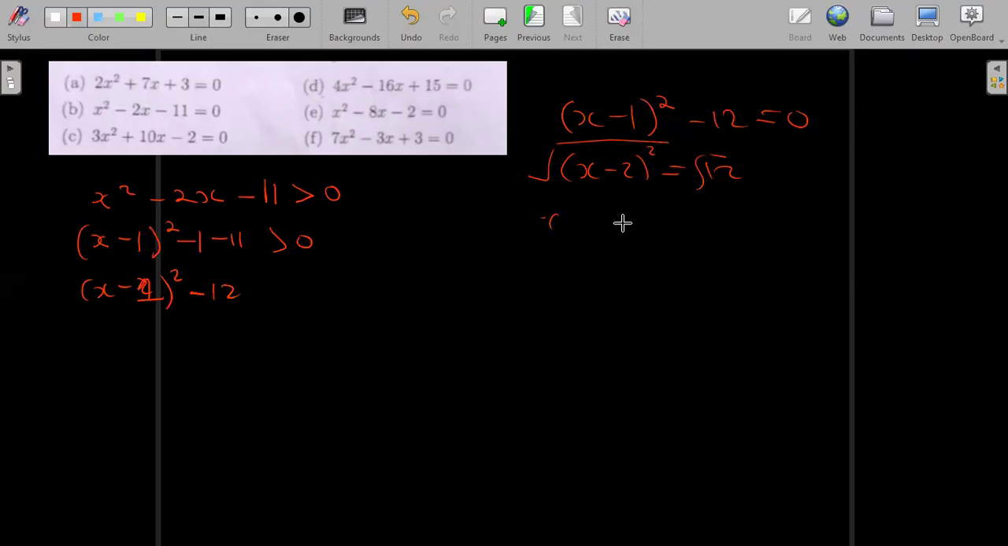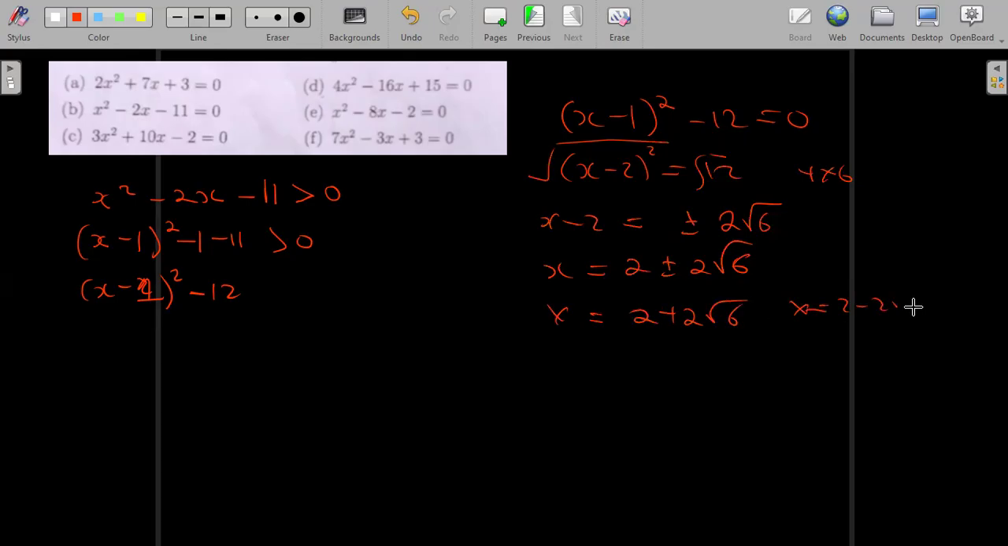Take that side, you have your x minus 2, then plus minus, here it's 4/6, so 2 can come out and I have 2 root 6 there. Then you have x equal to 2 plus minus 2 root 6. So what do you have? You have x equal to 2 plus 2 root 6. Then you have x equal to 2 minus 2 root 6.